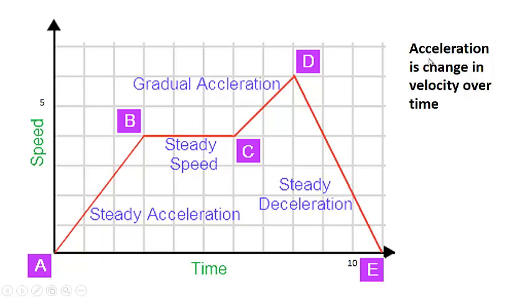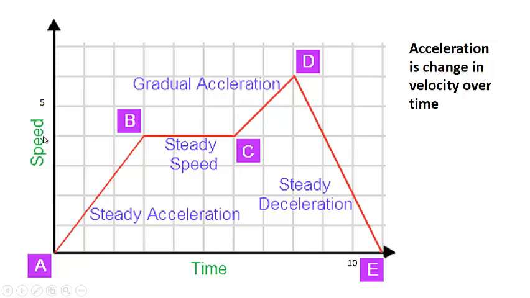So we define acceleration as a change in velocity over time. And in one of the previous videos, you learned the equation for acceleration: final velocity minus initial velocity divided by time equals your acceleration. And this graph is going to mean slightly different things because we're changing the speed over time instead of the distance over time.